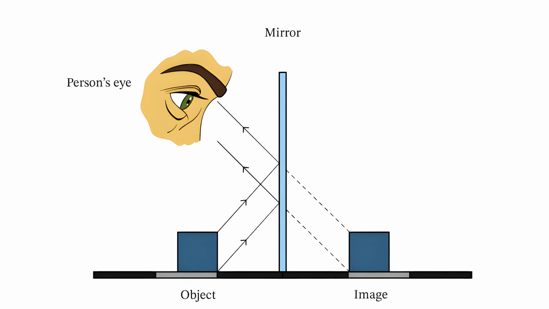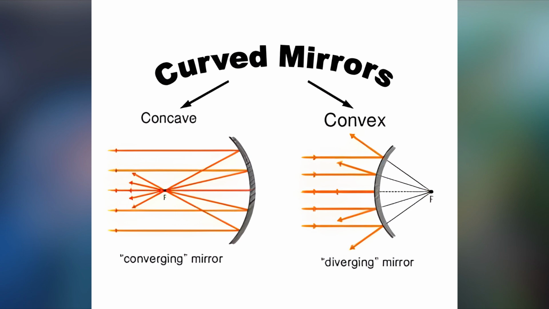Okay, so now that we understand the difference between real and virtual images, I want to come back to our curved mirrors, concave and convex, and explain the different types of images they can make. The way you work this out is to use ray diagrams.